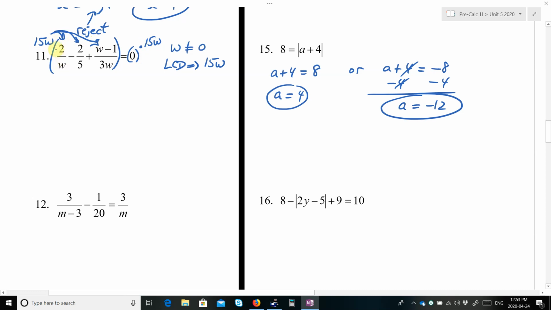Okay, and in the first situation, the w's will cancel. You'll have 15 times 2, which is 30. And then we're going to get a negative result, positive times negative. 5 into 15w is 3w, times 2 is 6w. And then 3w into 15w is 5, and 5 times w minus 1 would look like that. Right-hand side is 0.